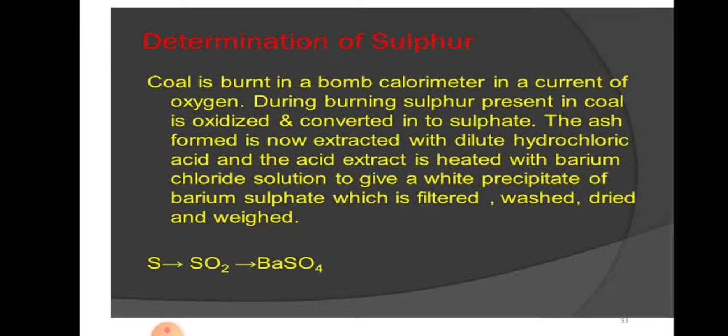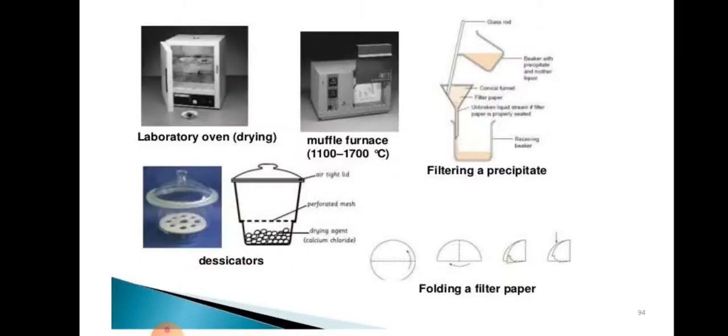Coal is burned in a bomb calorimeter in a current of oxygen, and during this process sulfur present in the coal is also oxidized and converted to sulfate. The ash formed is now extracted with hydrochloric acid, and that extract is heated with barium chloride. So sulfur is converted into barium sulfate precipitate. The barium sulfate precipitate we are going to filter, wash and dry, and measure the exact quantity of barium sulfate. These are the resources we are using.